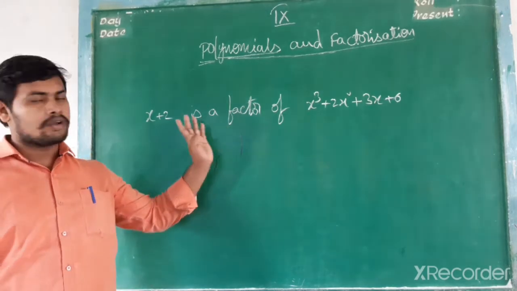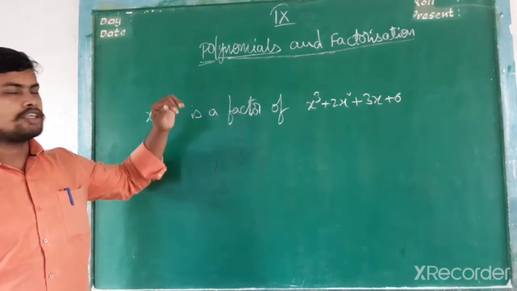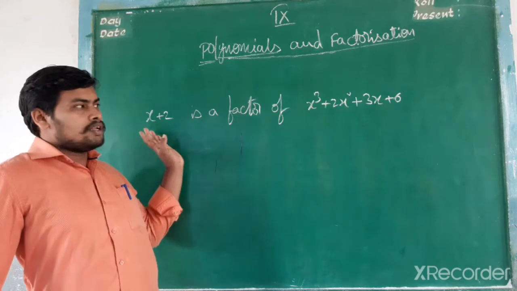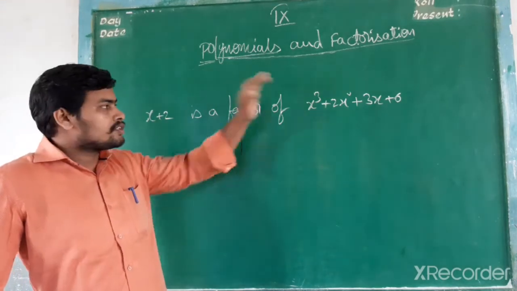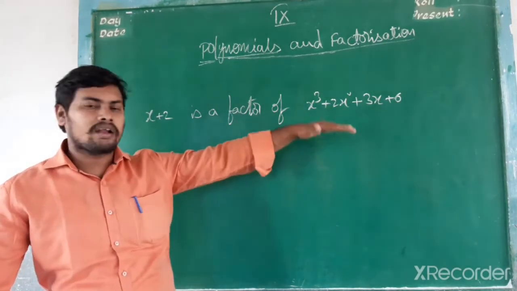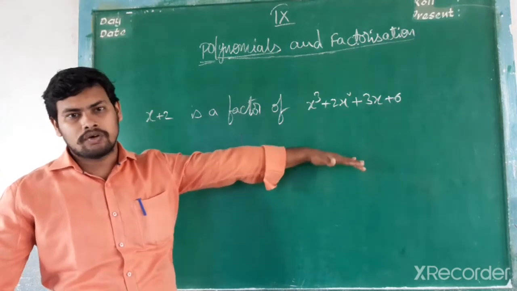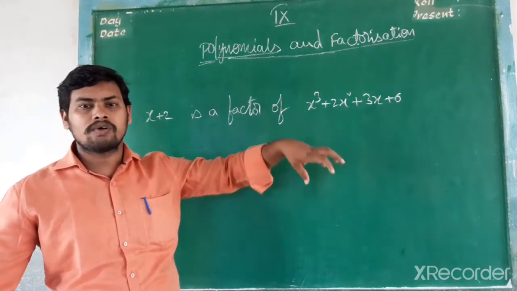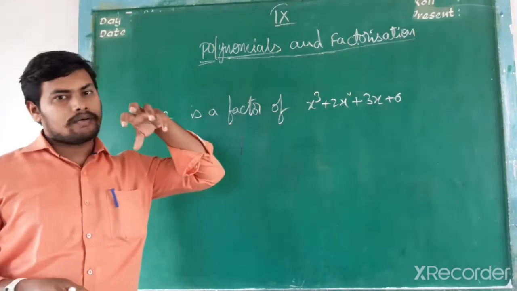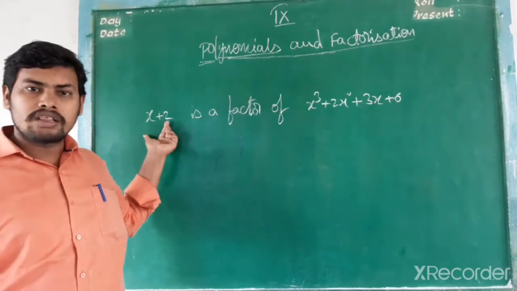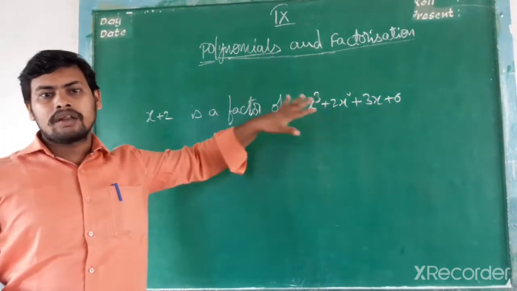Okay. Now factorization. Factorization means whenever a linear polynomial or any polynomial divides a particular polynomial, the remainder must be equal to 0. Whenever the remainder is 0, that polynomial is called a factor of this particular polynomial.